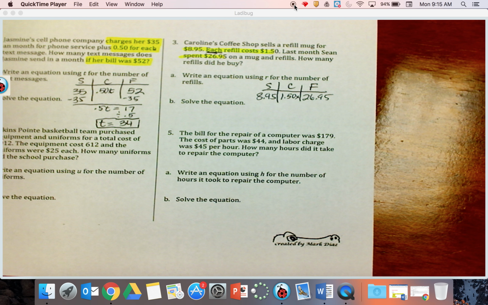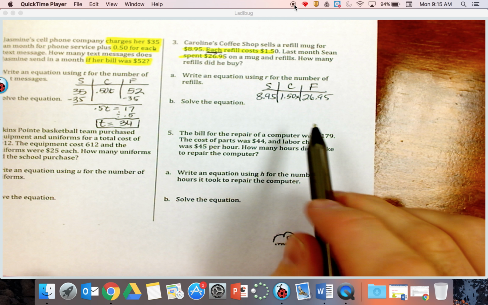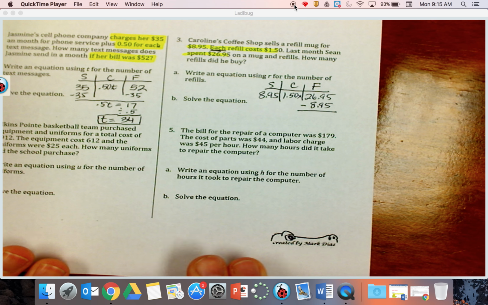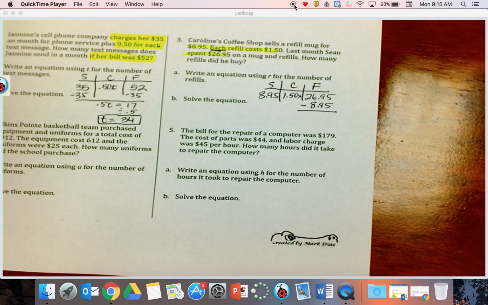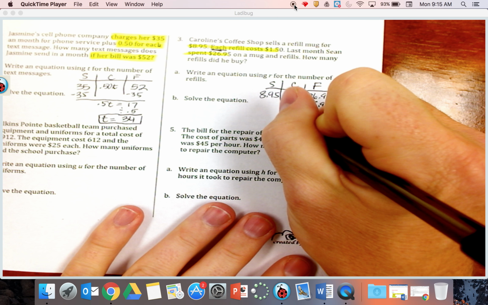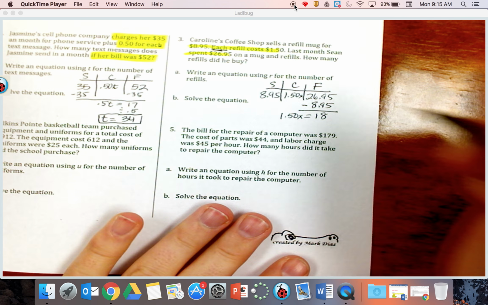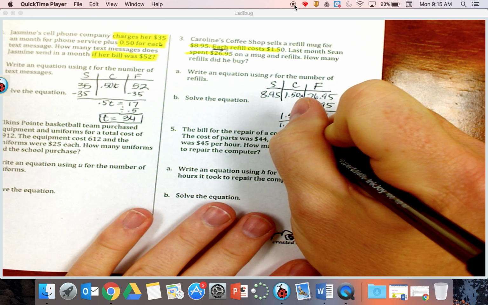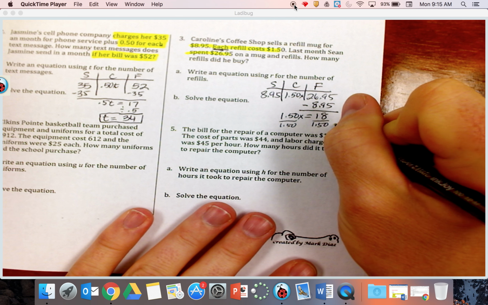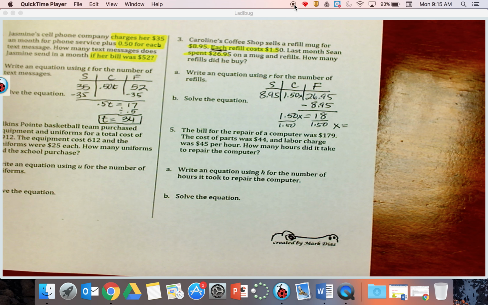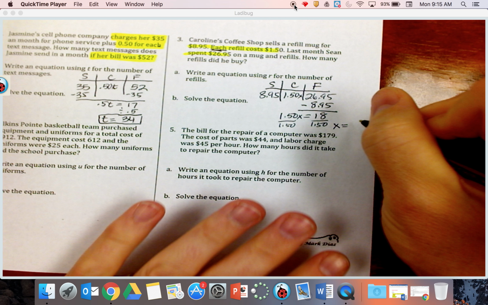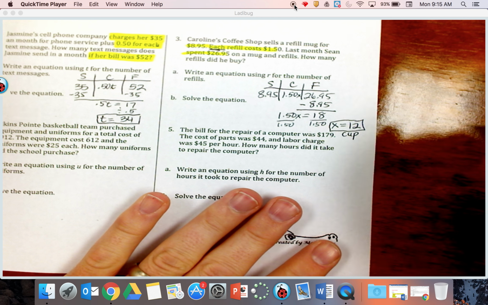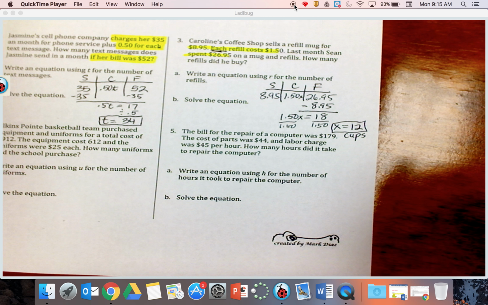Now I can just go about solving this equation. What I need to do here is move my start over by subtracting. $26.95 take away $8.95 gives me $18. Then I just have to divide both sides by 1.50, and it tells me my X value is going to be 12, or 12 cups. So I bought 12 cups in that month.